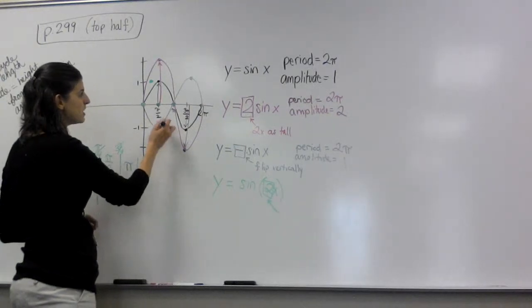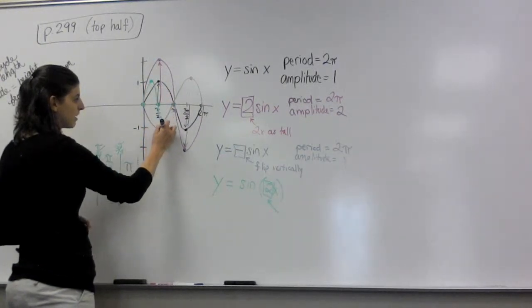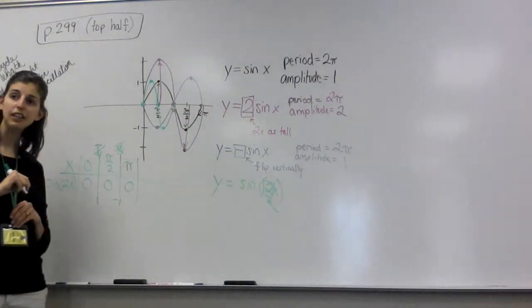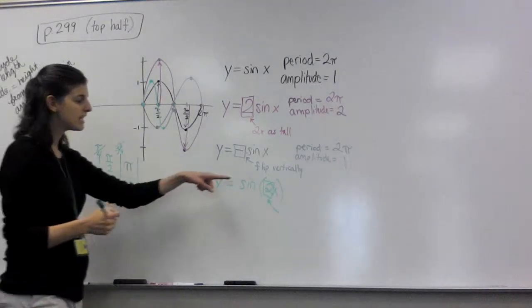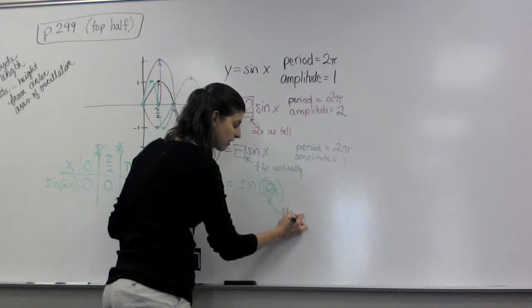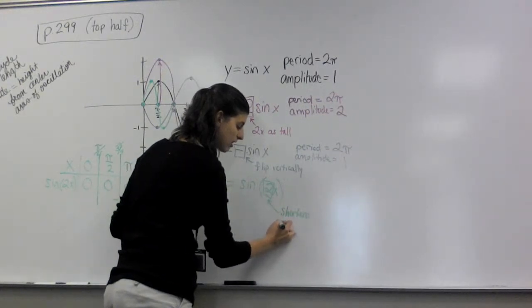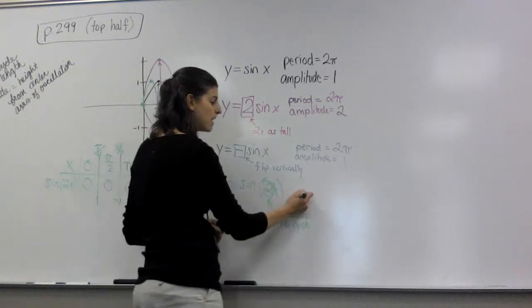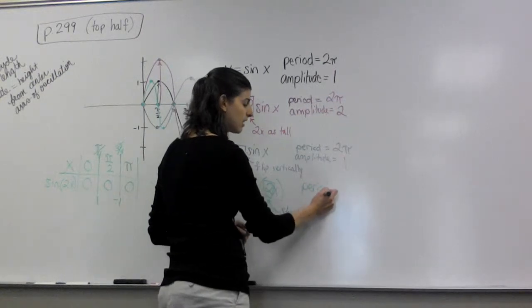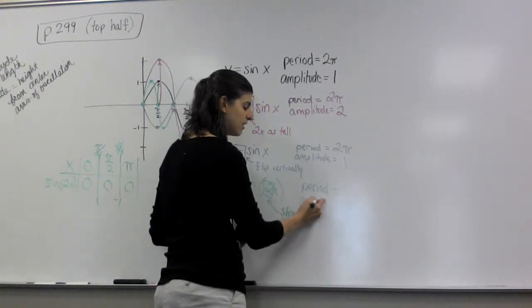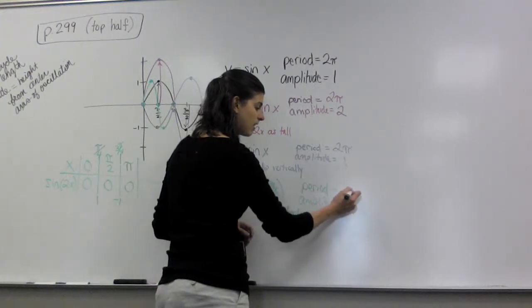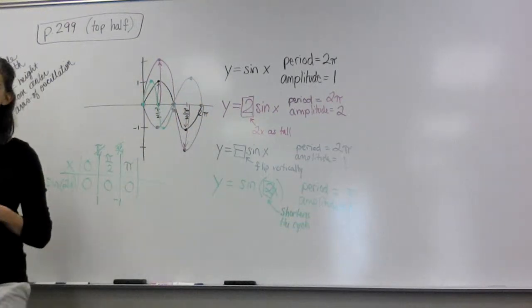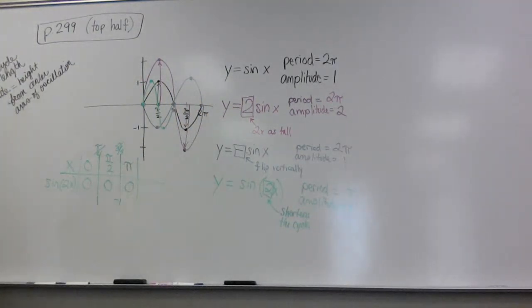So it finally shortened the cycle length. You would complete 2 cycles in the time that you used to complete 1 cycle. So this thing is shortening the cycle length. Okay, so the period now is what? Pi. And what's the amplitude? Still 1. So now I've changed the cycle length instead of the amplitude.